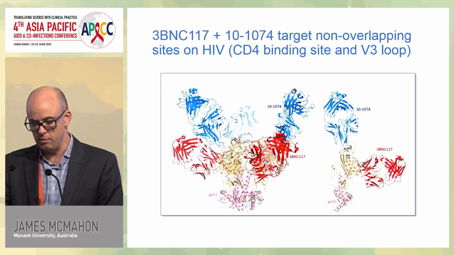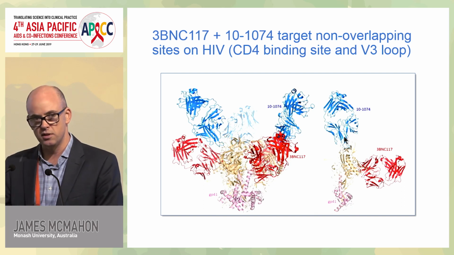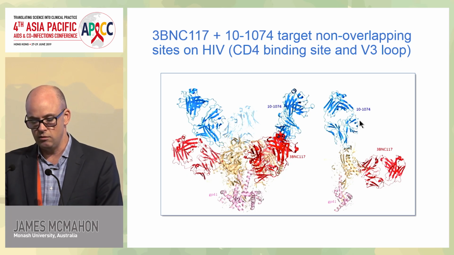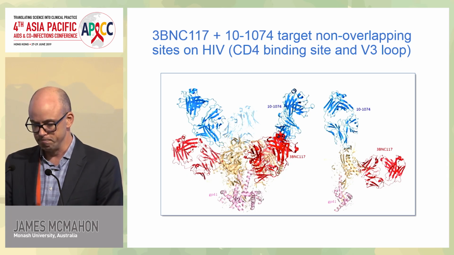Again, a confusing picture, but all I'm just trying to show you is that the blue one is called 10-1074, the red 3BNC117, and they're binding to this HIV envelope spike here, the little squiggly pink and brown, and they're doing it in 2 different spots. The rationale for attacking it from 2 spots was that it would lead to increased potency.